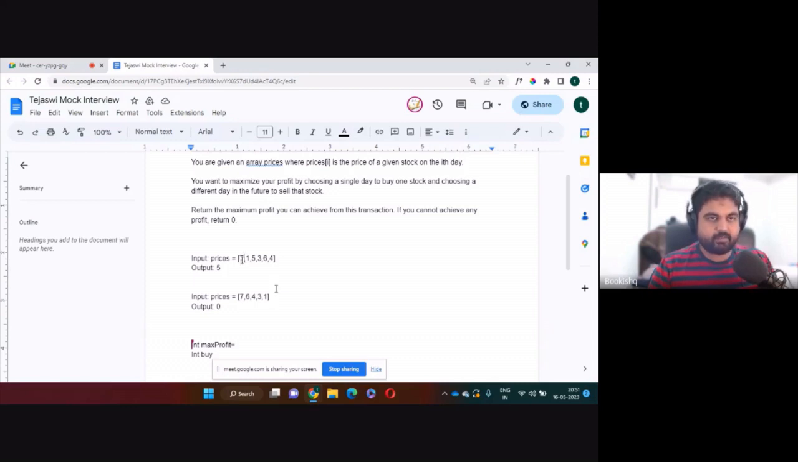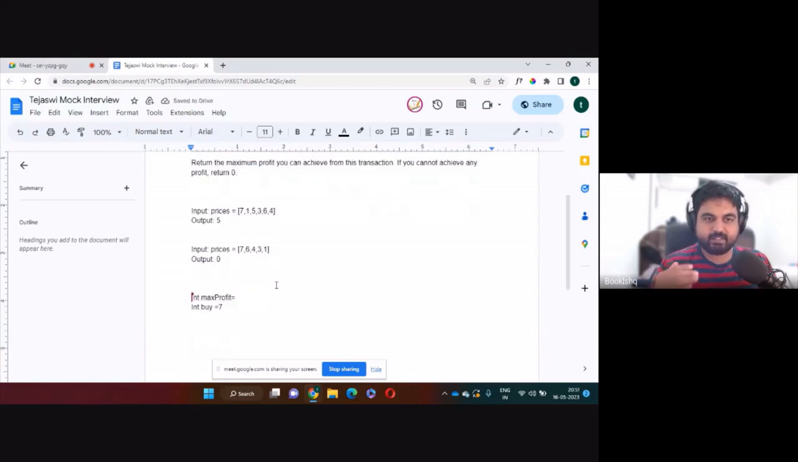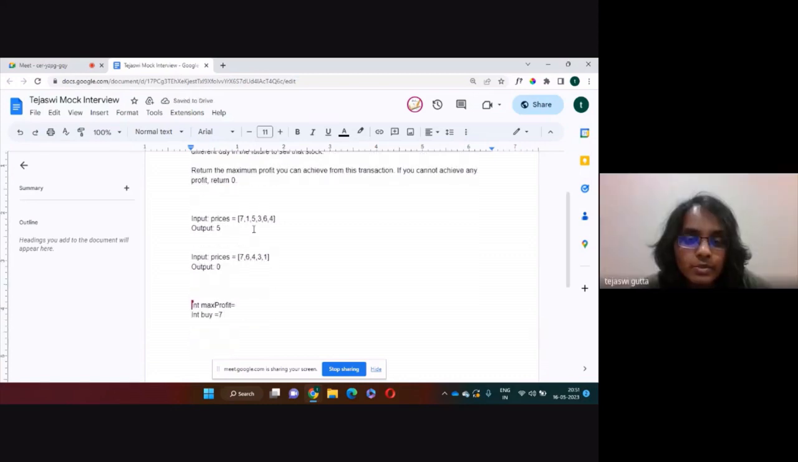So at the zeroth index, your buy variable, the value is going to be 7. What would happen next? The next value is 1, so it is less than the buy value. While moving forward, when I'm at index one, I'll calculate the profit that I would get from this, and then I'll see if it is the maximum or not.